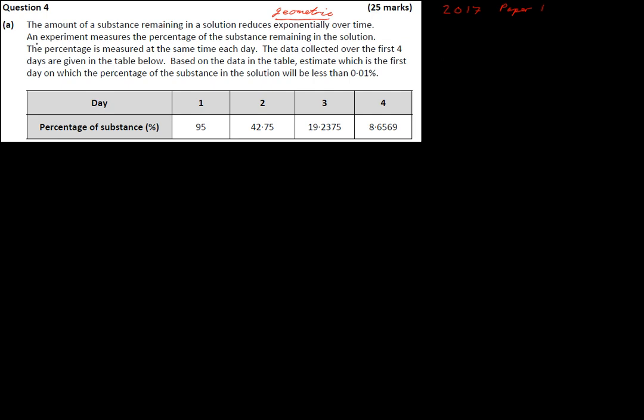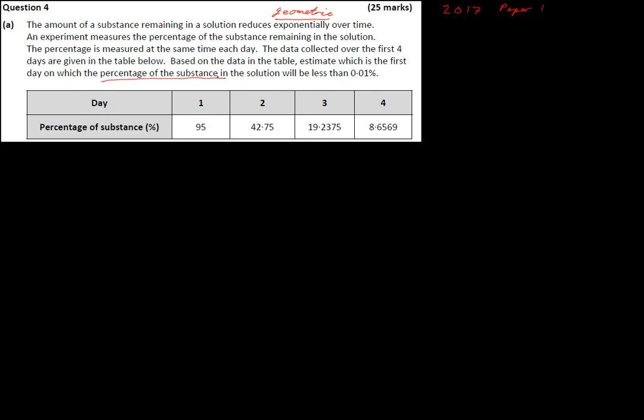So let's continue reading. An amount of a substance remaining in a solution reduces exponentially over time. An experiment measures the percentage of the substance remaining in the solution. The percentage is measured at the same time each day. The data collected over the first 4 days are given in the table below. Based on the data in the table, estimate which is the first day on which the percentage of the substance in the solution will be less than 0.01%.